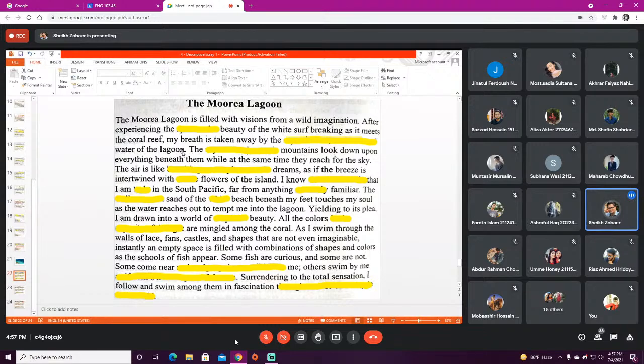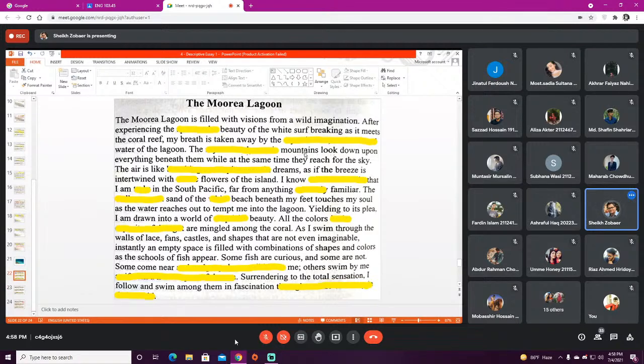So again, what are the places where you can add more detail? Here, experiencing the beauty. What kind of beauty? Well, looks like there is an opportunity to add more detail. Again, breath is taken away by the water of the lagoon. What kind of water? Looks like we have another opportunity to add some detail here. And this is exactly what the writer does. By the spectacular beauty of the white surf in the reef, my breath is taken away by the water. What kind of water? Crystal clear, multicolored water of the lagoon. You see, adding more detail.